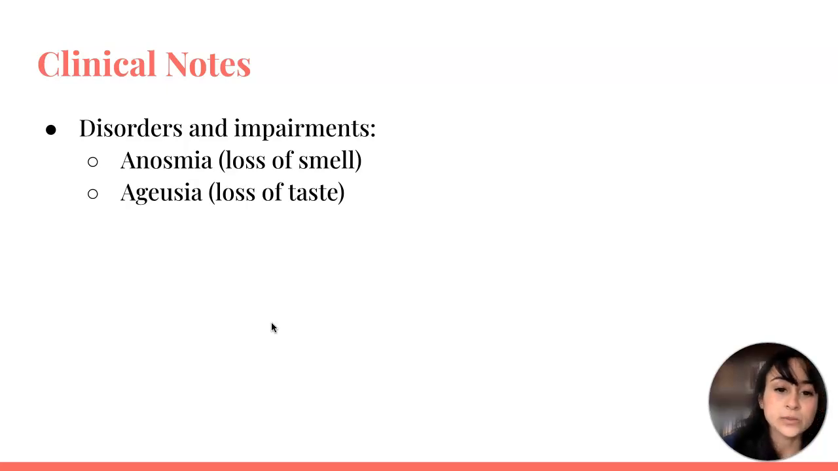In terms of disorders and impairments, we see anosmia, which is the loss of smell, and ageusia, which is the loss of taste. Anosmia can result from various causes: blockage, like obstruction of the nasal passages due to polyps, sinusitis, or physical injury. There's also damage to the olfactory receptor neurons, which could be due to viral infections like the common cold or COVID-19, or toxic exposures can damage or destroy olfactory receptor cells, impairing signal transmission.